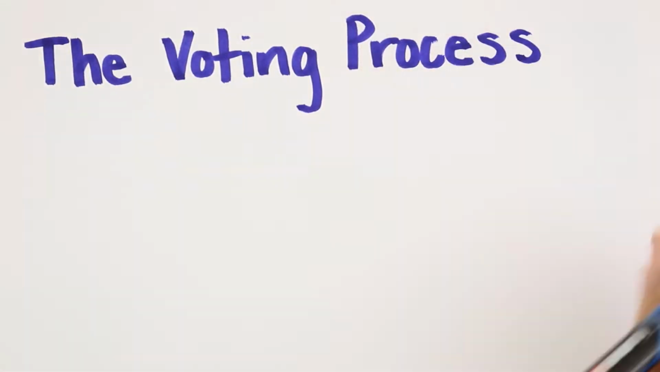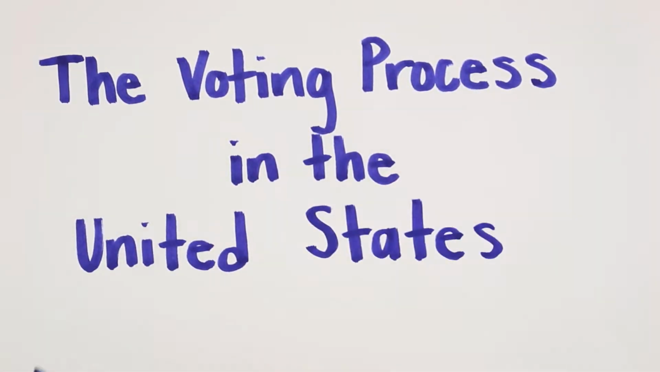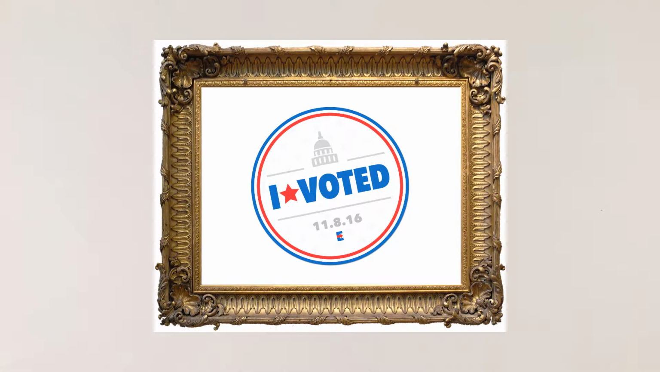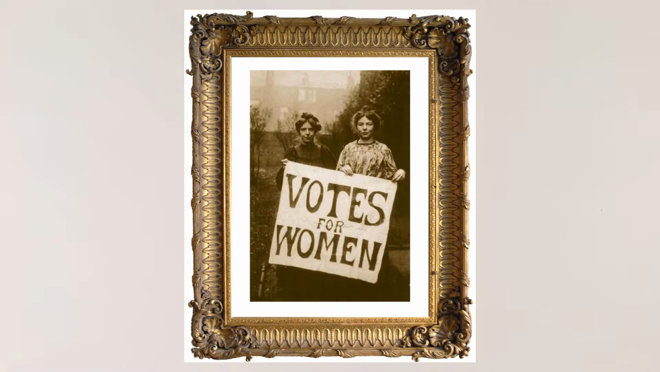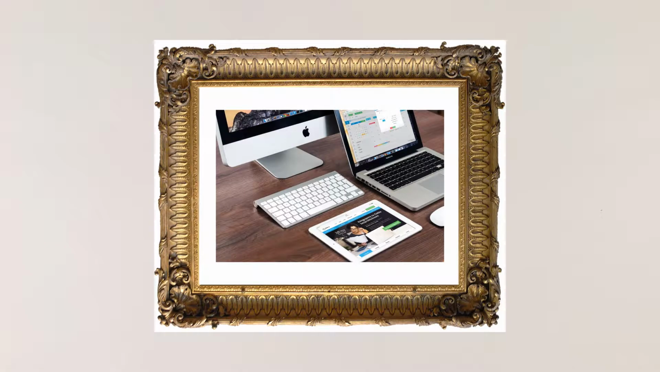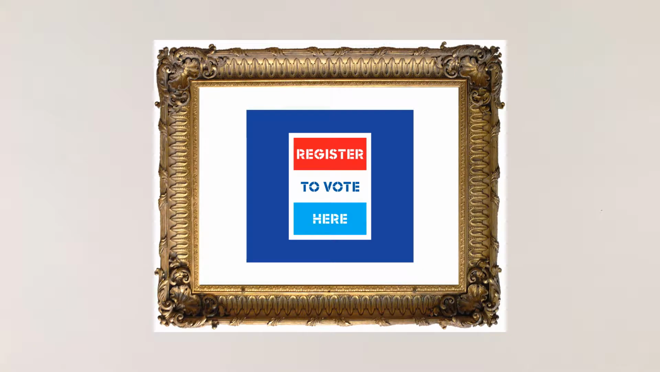Today we will learn about the voting process in the United States. If you decide you would like to vote in the United States, first you must register. With an increase in both voters' rights and technology, today there are many ways to register to vote.